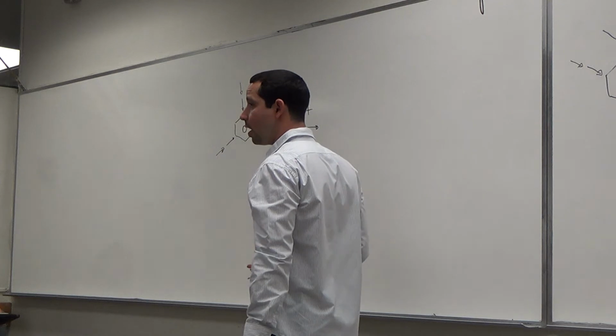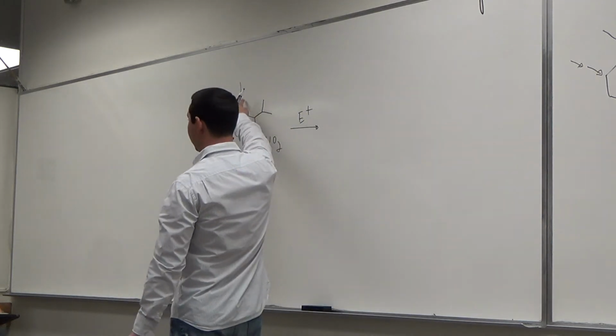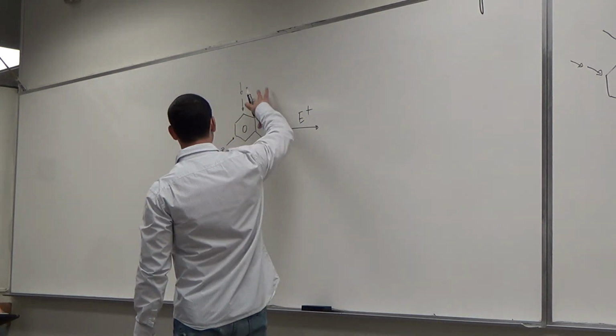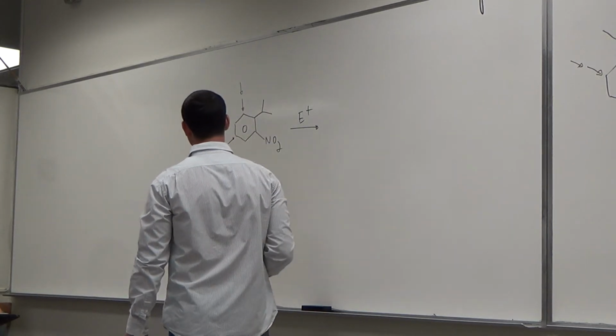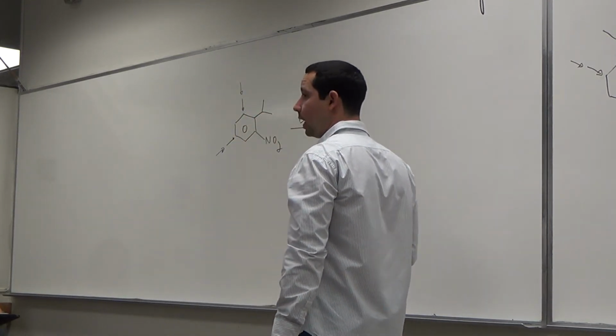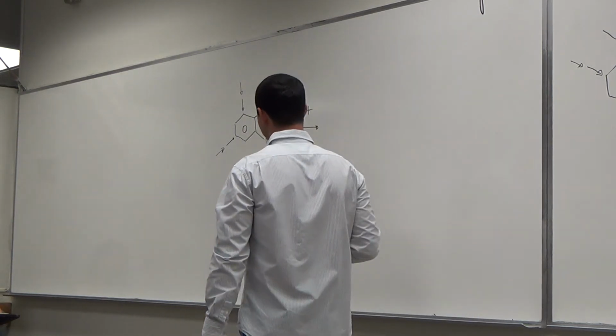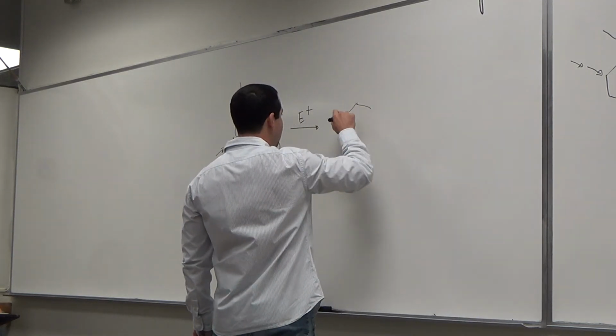Right. So 2 and 2 arrows, yes? So does it go here? No, because of steric hindrance. Where does it go? It goes there. It is para and it is also meta and not hindered.